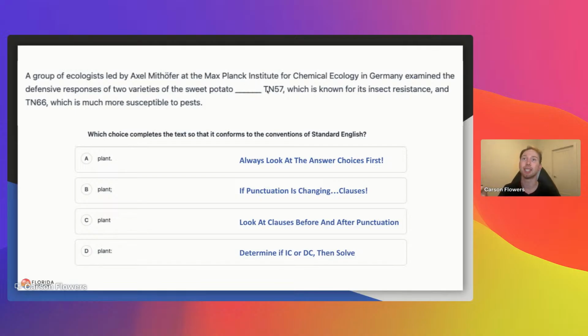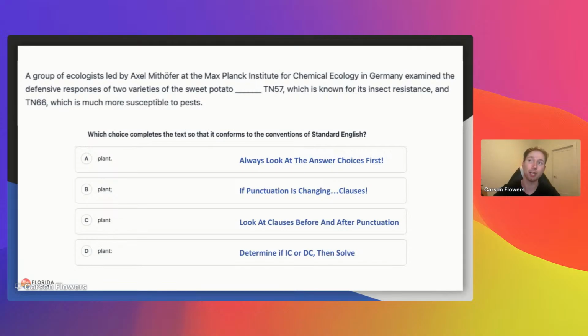Next, we have TN57, which is known for insect resistance, and TN66, which is much more susceptible to pests. Cool. So does that make sense by itself? No, because we're like, what is TN57? What is TN66? This can't stand on its own, so now I know it goes independent clause to a fragment, to a dependent clause. And I have to choose the appropriate punctuation.